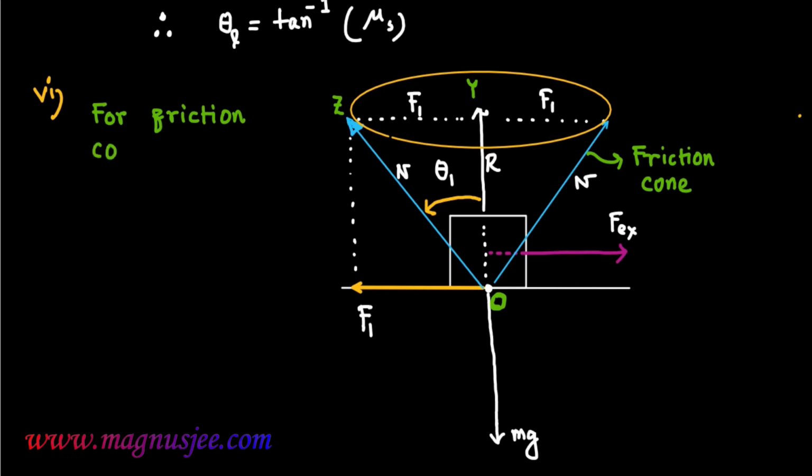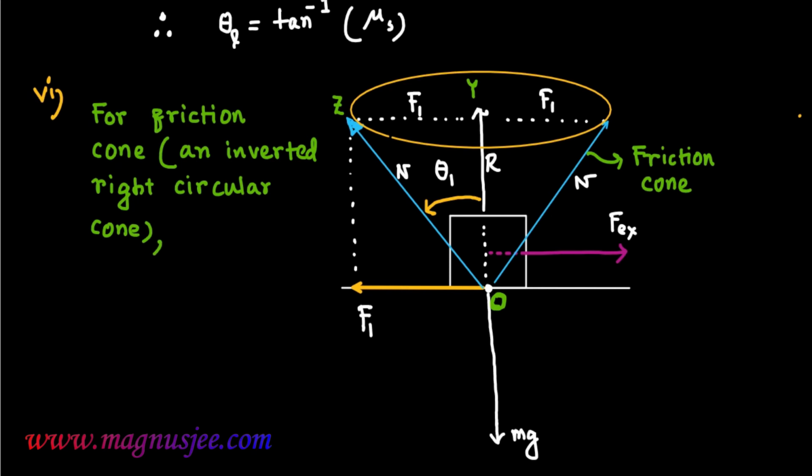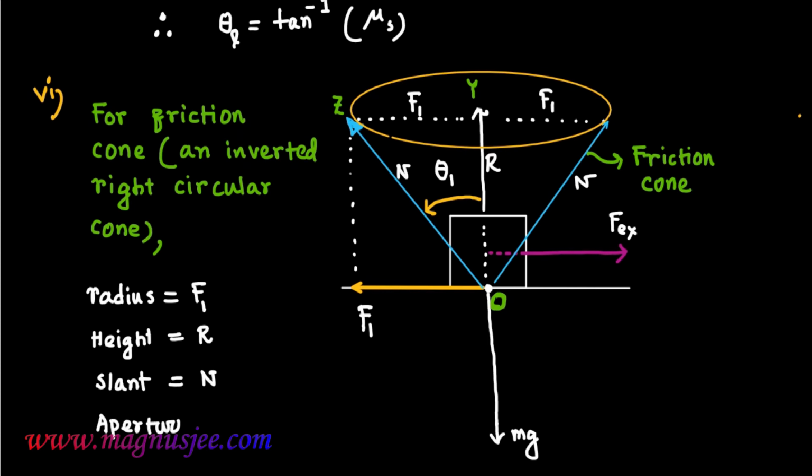For the friction cone, which is an inverted right circular cone, assumed when a body is at the verge of moving. In this case, for the friction cone, the radius is FL or limiting friction, the height equals R, the normal reaction, and the slant is the resultant N. The aperture is equal to twice theta L, which means twice the angle of friction. So theta L is the angle of friction.